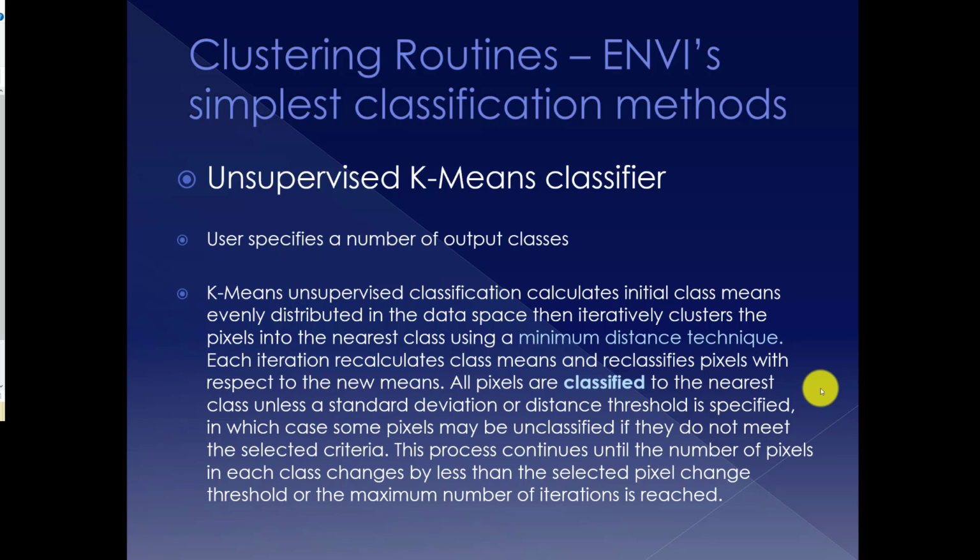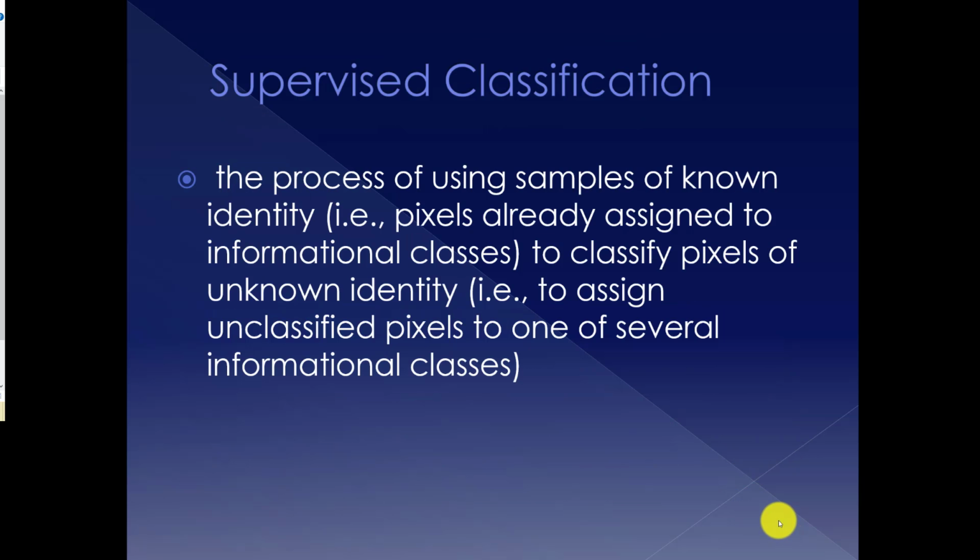All pixels are classified to the nearest class unless a standard deviation or distance threshold is specified. In that case, the pixels may be unclassified if they do not meet a selected criteria, and this process will continue until all pixels have been assigned.